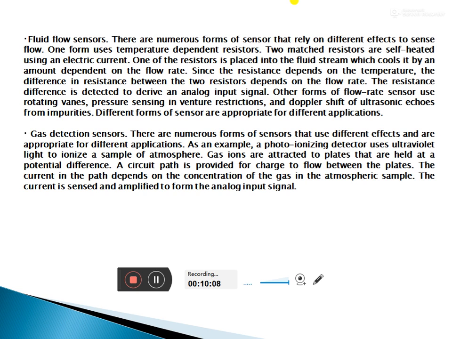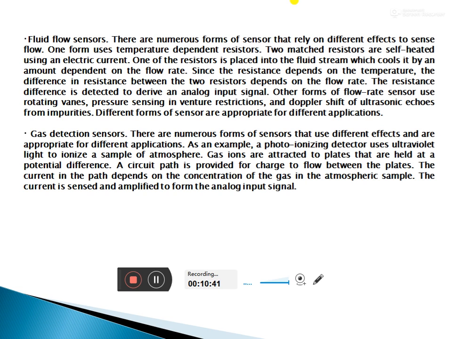And fluid sensors measure the water flow. And gas detection sensors are there. These detect the gas: what type of gas is there, whether it is atmospheric or our surrounding air, whether it is pure gas or a mixed gas. So we have to check with the help of gas detection sensors.